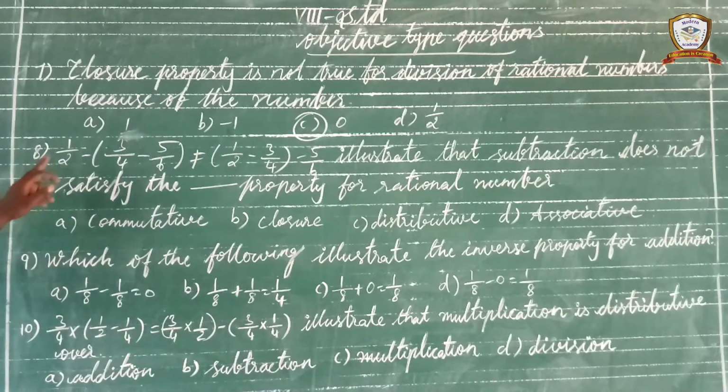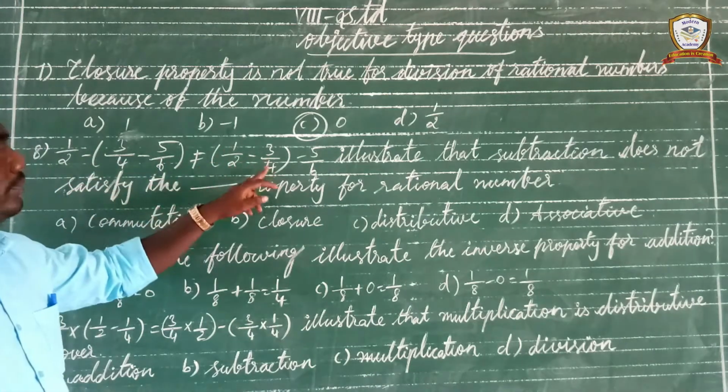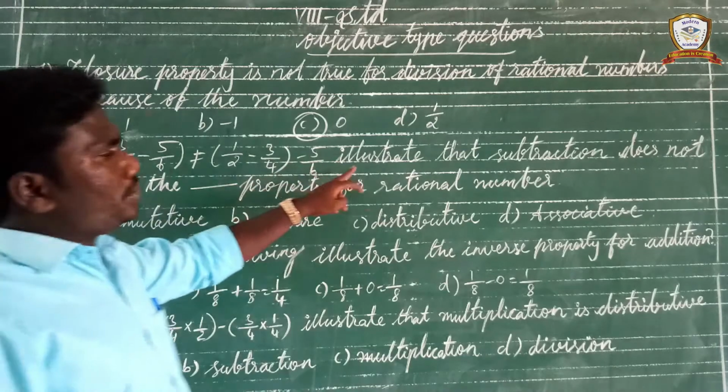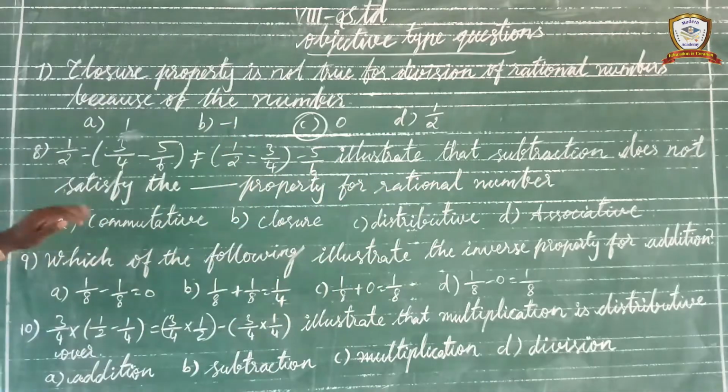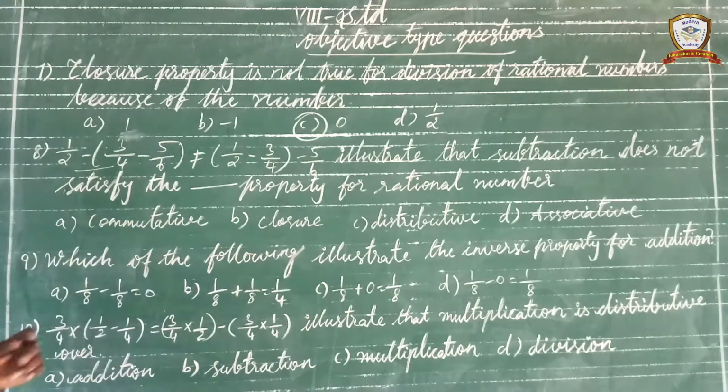The next, the 8th one: 1 by 2 minus of 3 by 4 minus 5 by 6 is not equal to 1 by 2 minus 3 by 4 of minus 5 by 6. Illustrate that subtraction does not satisfy the dash property. So this one, which property you definitely want to ask here.